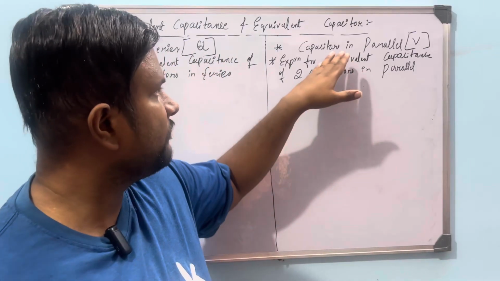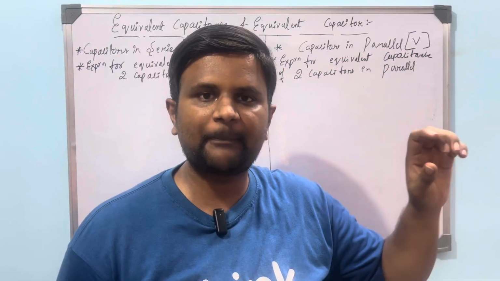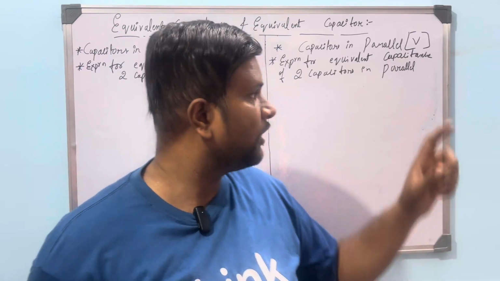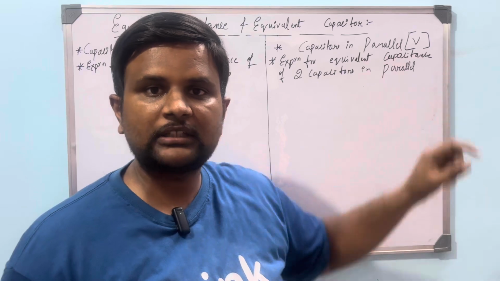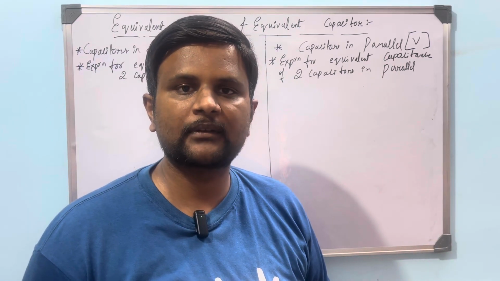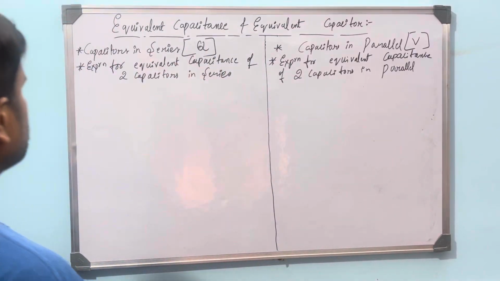When can we say the capacitors are in parallel? Capacitors are said to be in parallel if they are connected across a common point such that the potential remains constant and the total charge stored in the combination is equal to the sum of the charges on each capacitor.